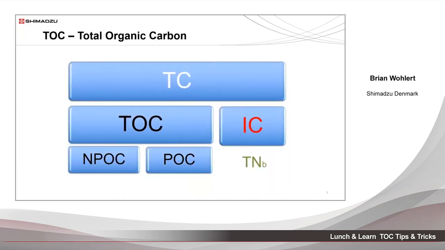As I said, we are able to detect total carbon, total organic carbon, inorganic carbon, and as well the non-purgeable organic carbon and the purgeable organic carbon and total nitrogen. The purgeable organic carbon is not a standard measurement function in our instruments. This can be added to your system and is mostly used for environmental analysis. When you analyze the total bound nitrogen, it is done simultaneously with the other analysis. So these two detectors, the carbon and the nitrogen, are in series.